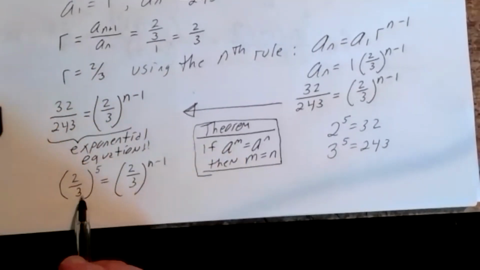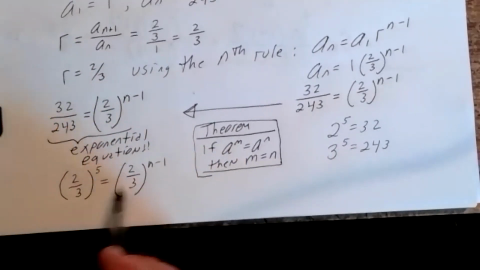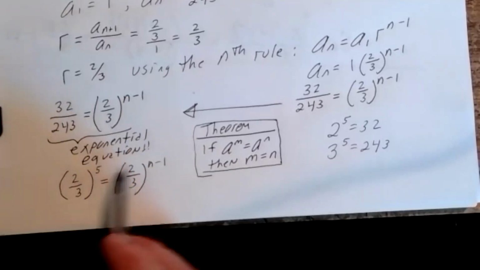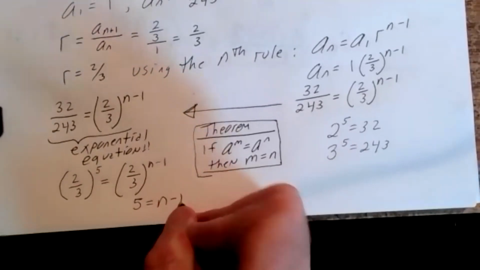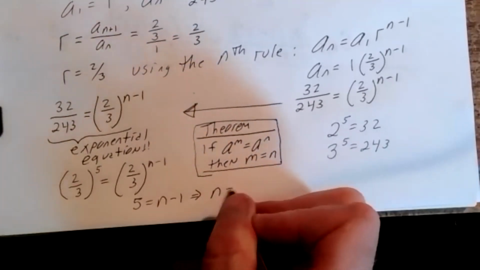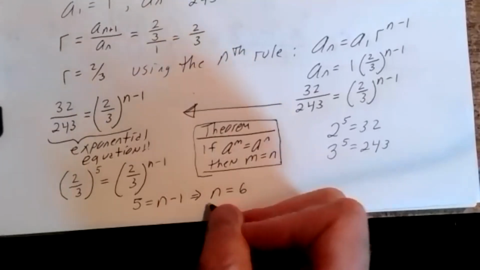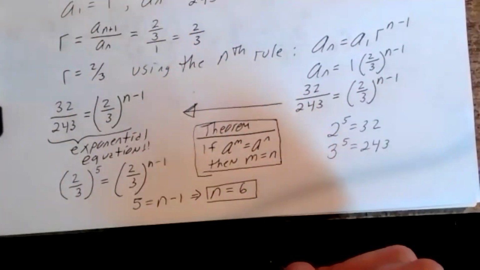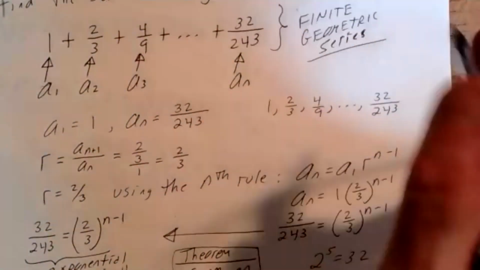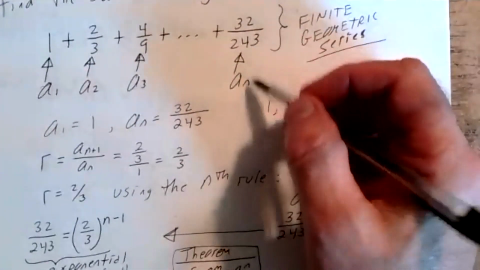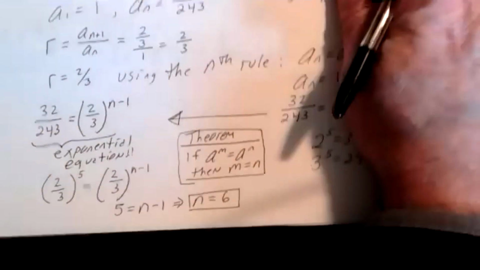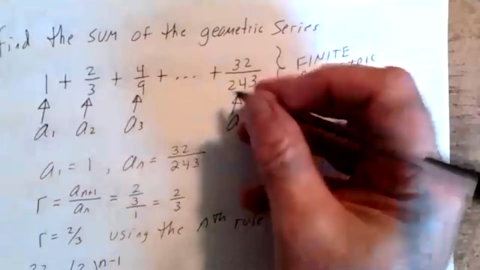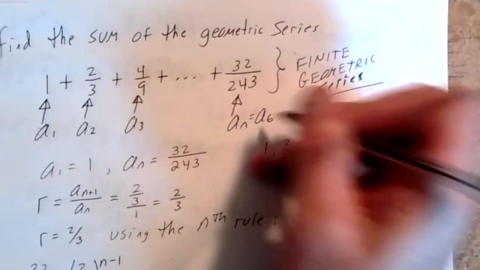So therefore, since I have the equivalence between like bases, I should be able to equate the exponents. So therefore, 5 has to be equal to n minus 1, which implies then that n is equal to 6. So ladies and gentlemen, I have a question for you. What term is this term 32 over 243? It's our 6th term of the sequence. Everybody see that there? So therefore, this is really your 6th term.